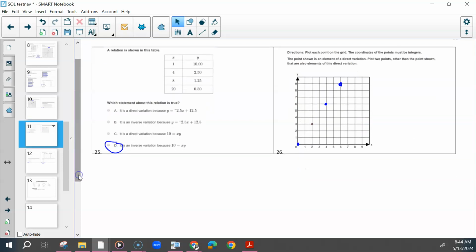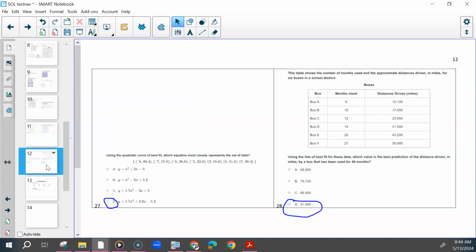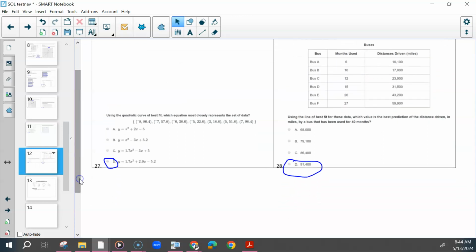25 was also D. 26, you needed to plot 2 points. Didn't matter which two. You should not have a line graph because that's not what it asks you to do. Because it's direct variation, I would say start at the origin. That would be your easiest point, and then just find another one. So any of those 2 points would work. And then 27 and 28 were both D's.